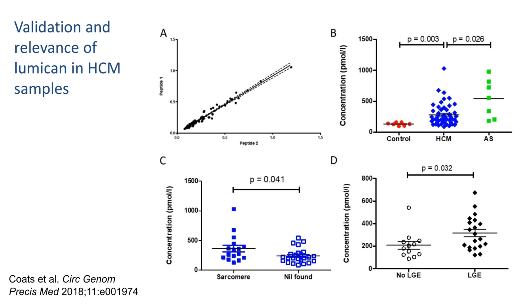Lumican concentrations were higher in HCM samples, correlated with left atrial area on echocardiogram, were higher in 16 patients with a pathogenic sarcomere mutation than 24 patients with no pathogenic mutation identified, and were higher in those with late gadolinium enhancement, or LGE, in the septum on MRI, compared to those without LGE. This last observation suggests a connection with myocardial fibrosis.